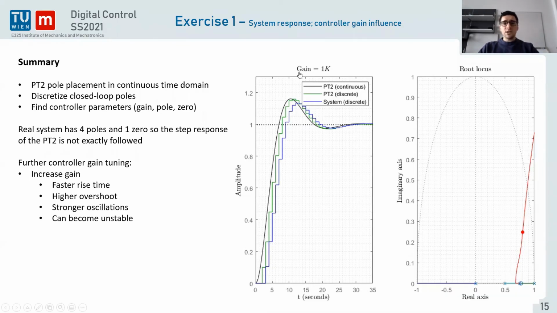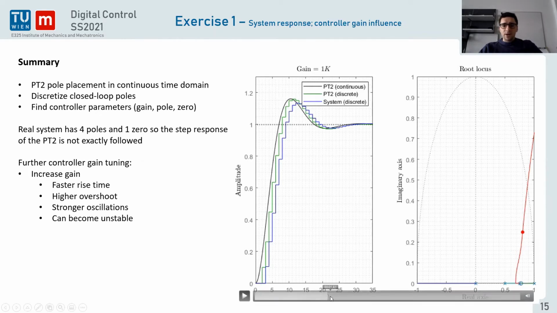Now we can still change a little bit this gain k. So you have the root locus on the right hand side that helps you see how the poles change when we change k, and on the left hand side the system output response. And if we increase the gain a little bit, you can see that the overshoot is increased a little bit, but the rise time is decreased. So we can get closer to the expected PT2 behavior by, let's say, manually optimizing this k gain.